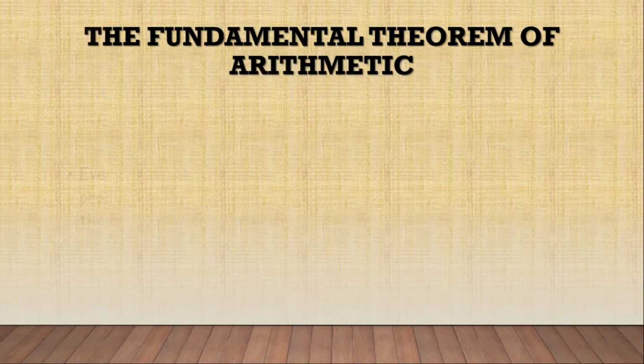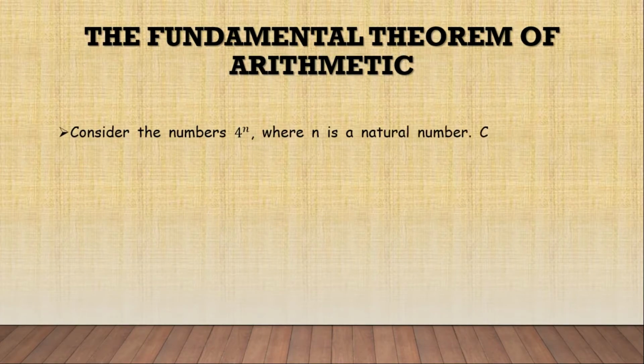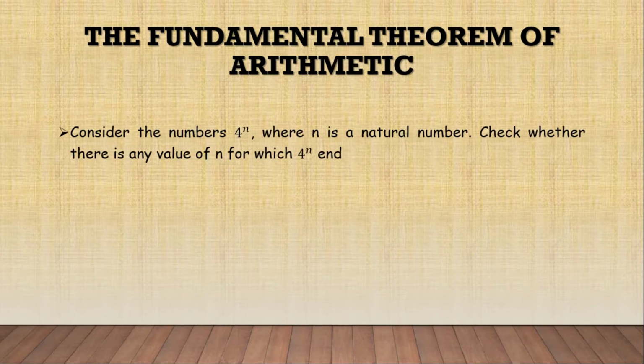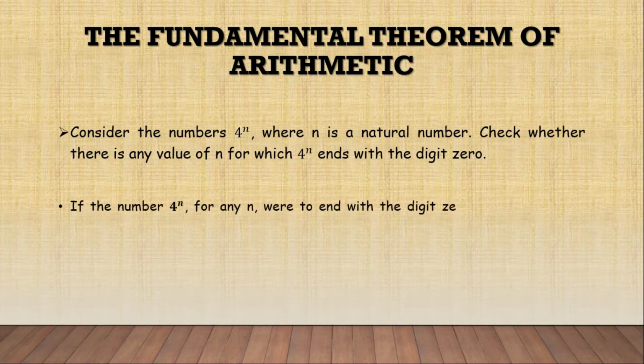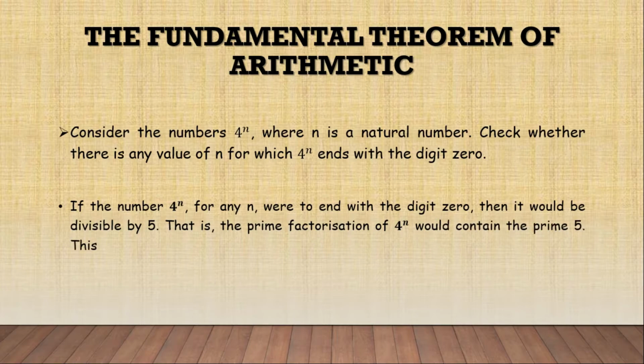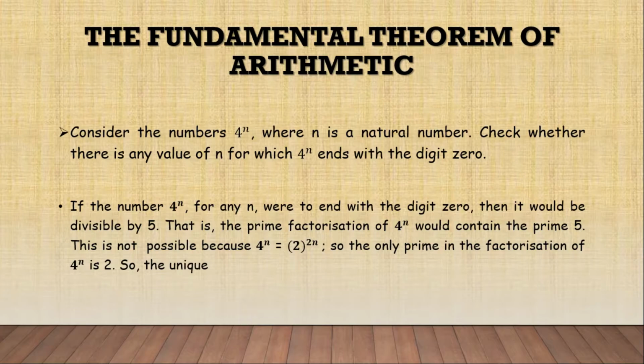Now let us see how it works by taking an example. Consider the numbers 4 raised to the power n, where n is a natural number. Let us check if there is any value of n for which 4 to the power n ends with the digit 0. We know that if any number ends with the digit 0, it would be divisible by 5. Therefore, if 4 to the power n for any n were to end with the digit 0, then it would be divisible by 5. That is, the prime factorization of 4^n would contain the prime 5.